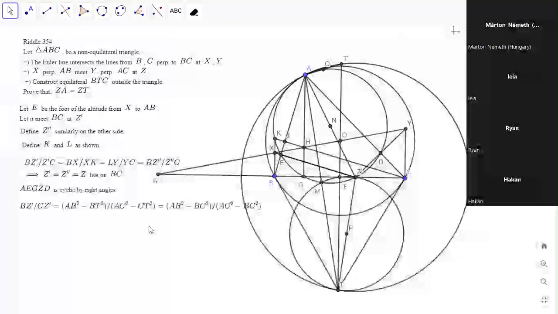All right. So okay, so BZ over CZ is BX over XK, and then we can project through H onto BC, and that's B, C, G, R. So we want to show the cross ratio BCGR is equal to this. So BG over GC. Yeah. Seems doable.